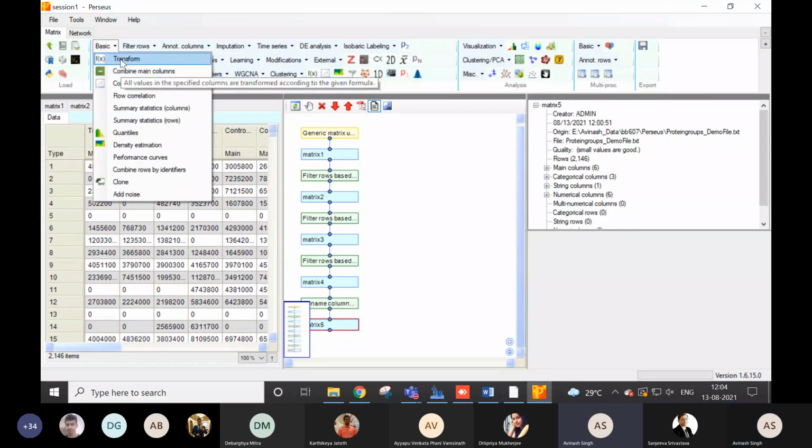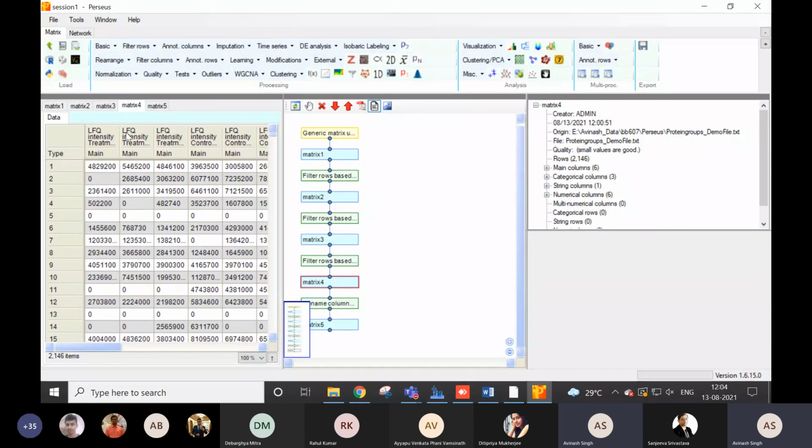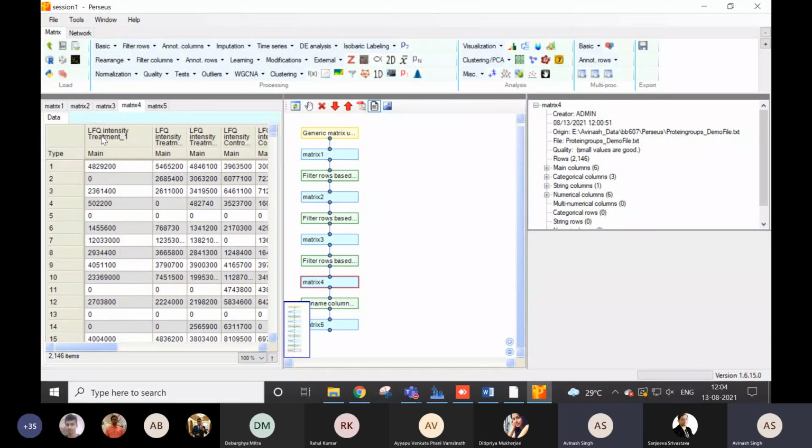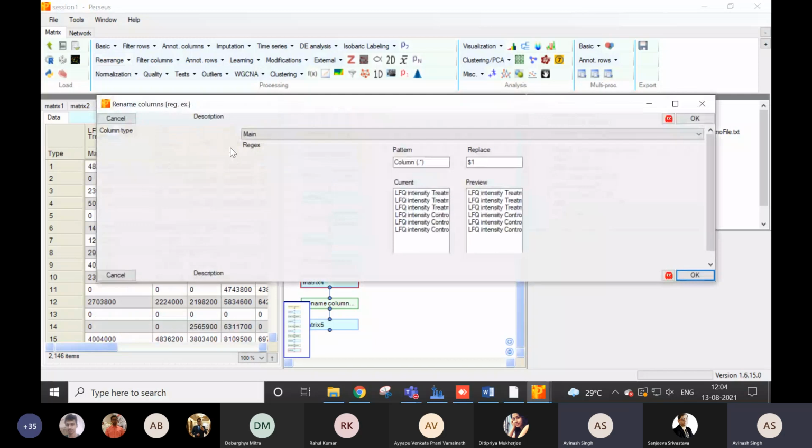Can you repeat the last step? Yeah, renaming a column. Suppose you can see that the name of this column is quite large, like LFQ intensity treatment one. We just want to remove the unnecessary part. For that, I just went to this rearrange columns option, and here you can see there are many functions. You can rename your column by using the particular function. I have just selected here and removed it by using this function. This is the preview part.